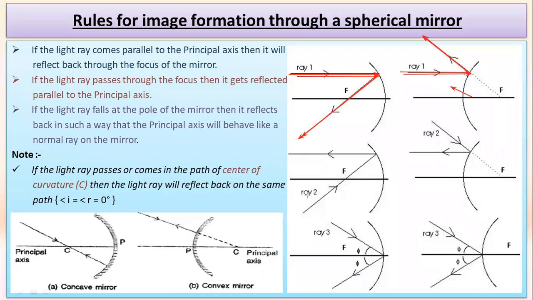First one का reverse. If the light ray is coming through the focus, अगर concave में देखते हैं कि if the light ray is coming through the focus, then it will reflect back by forming parallel to the principal axis. अगर light ray focus से cross होती है, then it will become parallel to the principal axis. वो principal axis के parallel हो जाएगा। और convex में हम क्या बोलेंगे?